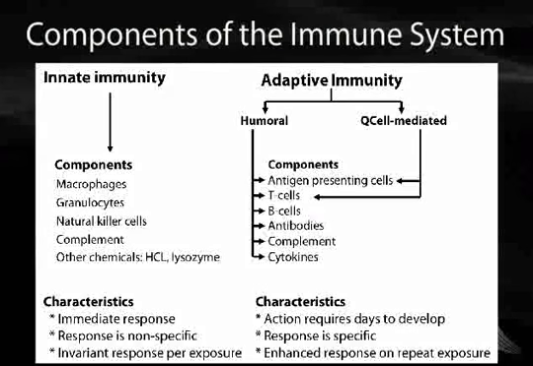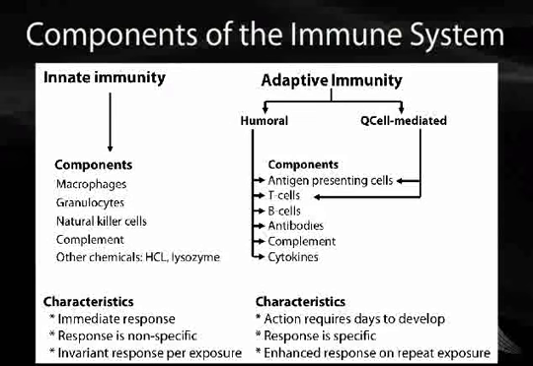Innate immunity is further broken down into cellular and non-cellular components. The cellular components for innate immunity consist of macrophages, granulocytes such as eosinophils, basophils, and mast cells, and natural killer cells. The non-cellular or chemical component consists of chemicals such as complement, which is a cascading series of proteins used to poke holes in cells, other chemicals such as hydrochloric acid and lysozyme, and cytokines. The characteristics of innate immunity are that it is involved in the immediate response. The response is nonspecific, meaning that there's no memory, and it is an invariant response per exposure.